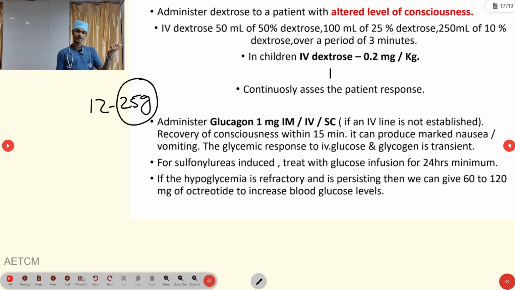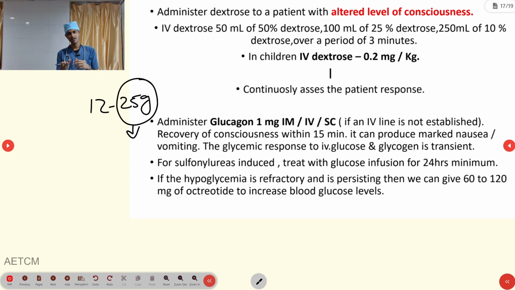Okay, in the previous first scenario we said 15 grams. Here the person is unconscious, so you have to treat with 25 grams of dextrose-containing solution. We have dextrose in various percentages, like 25 percent, 5 percent, 10 percent, right? So ideally you have to give 25 grams.